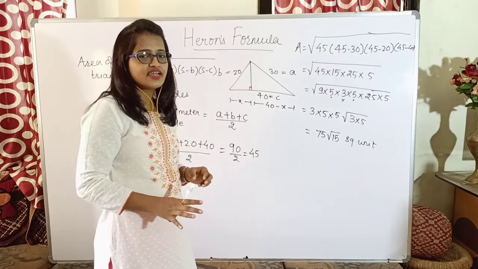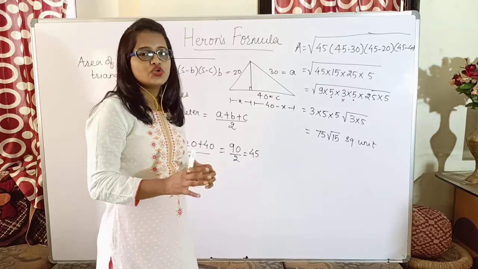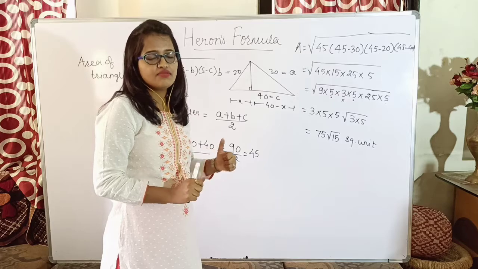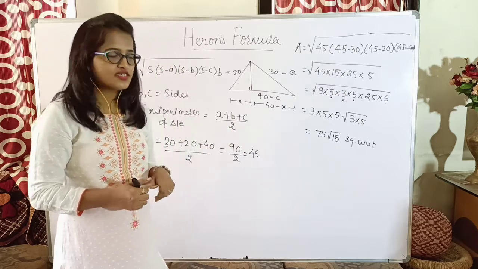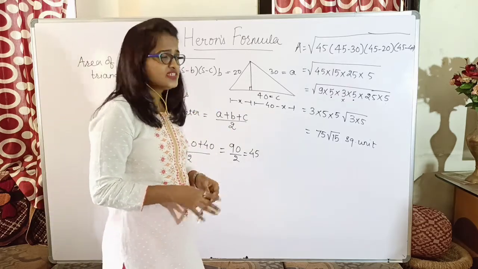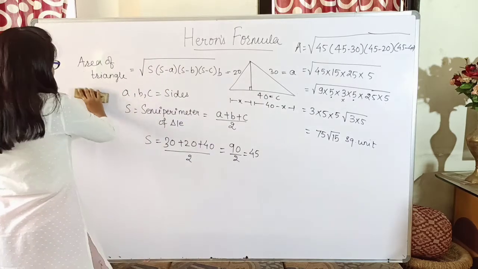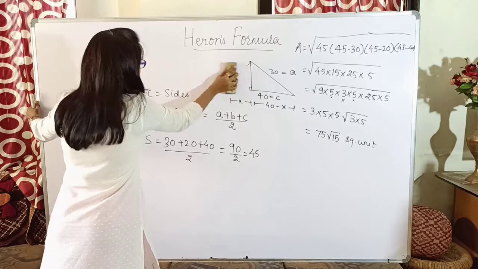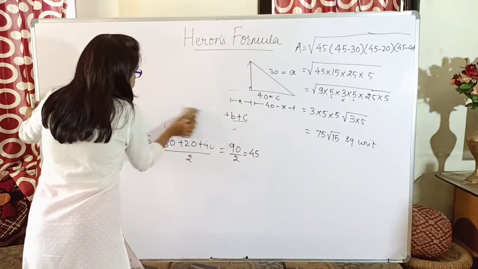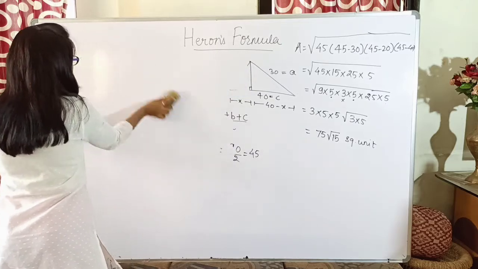So for any triangle, if you know all the three sides, you can find the area for that triangle by making use of this formula. Yes, so the formula is very easy, and that's all what is there in this topic. The next thing is that you can make use of this formula to find the area of any polygon.